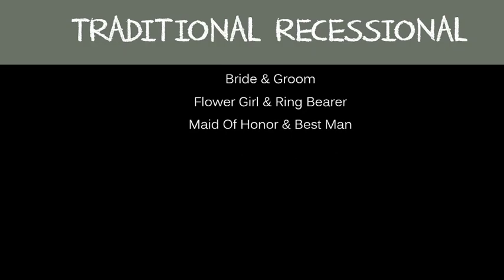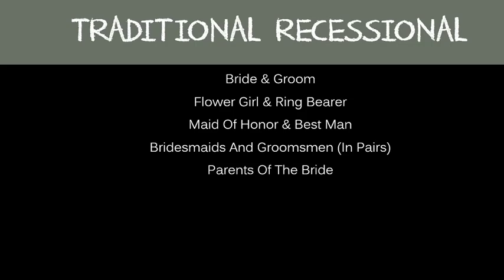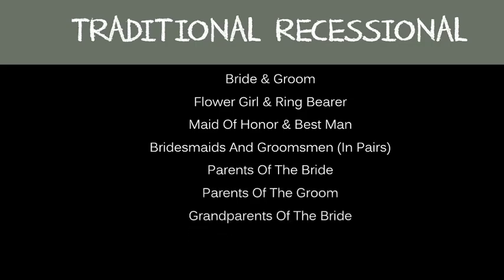So, your traditional recessional order looks like this. First, the bride and groom, then the flower girl and ring bearer, the maid of honor and best man, the bridesmaids and groomsmen in pairs, the parents of the bride, the parents of the groom, the grandparents of the bride, the grandparents of the groom, the officiant, and then your wedding guests.